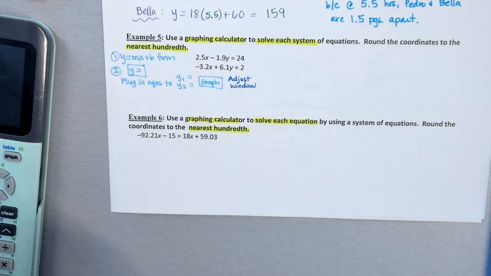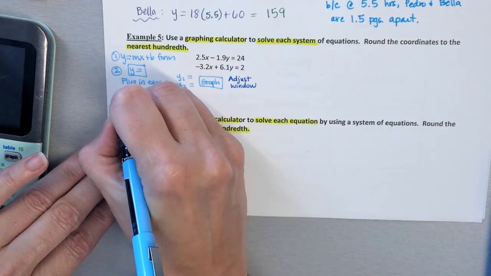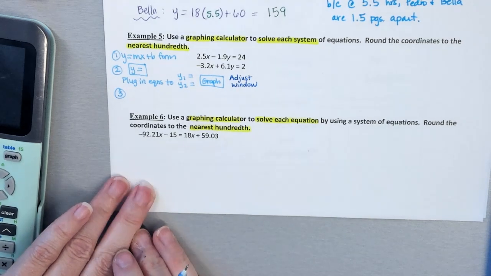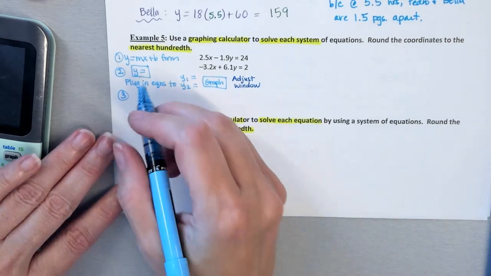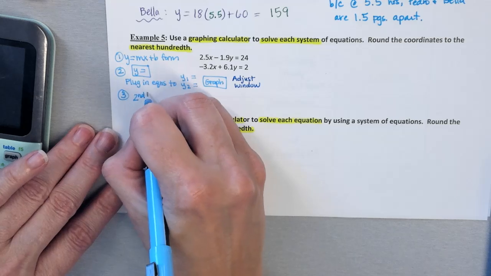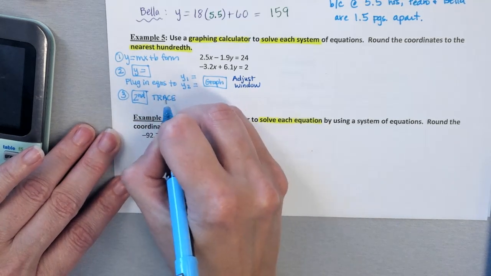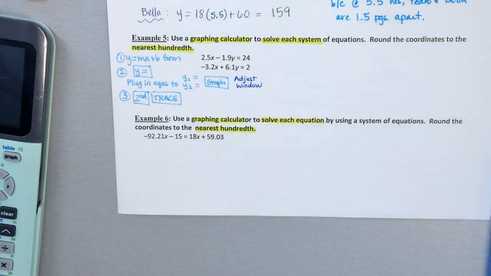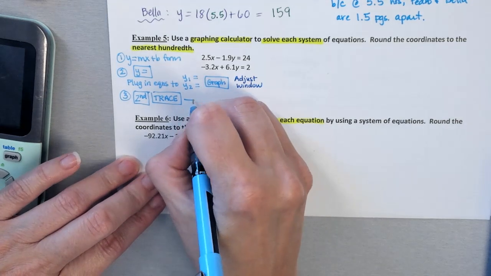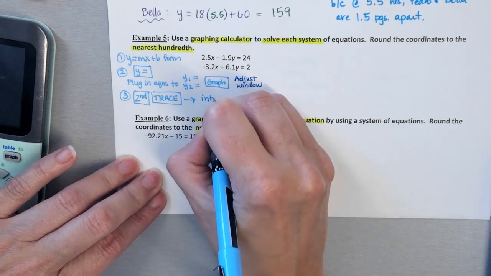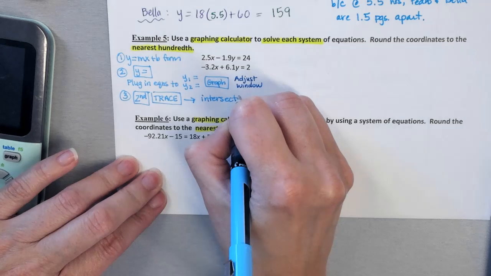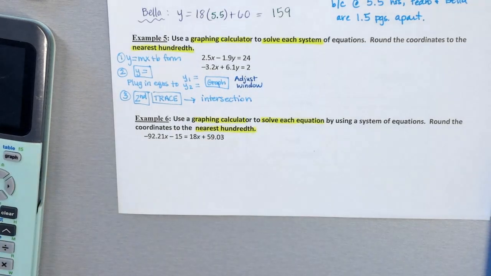Okay, and then we're going to use a feature on the calculator. To get to this feature, you have to press the second button and then the trace button. And then you can arrow down to the feature called intersection.